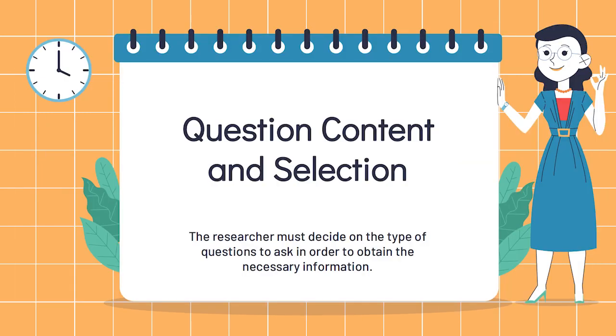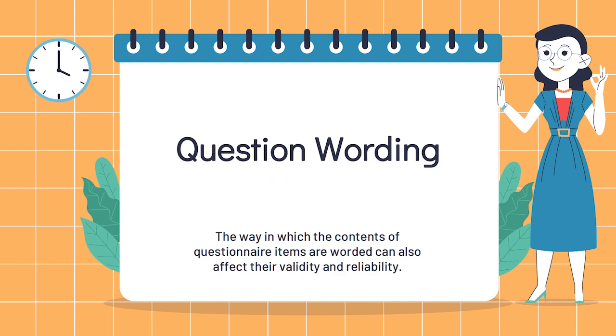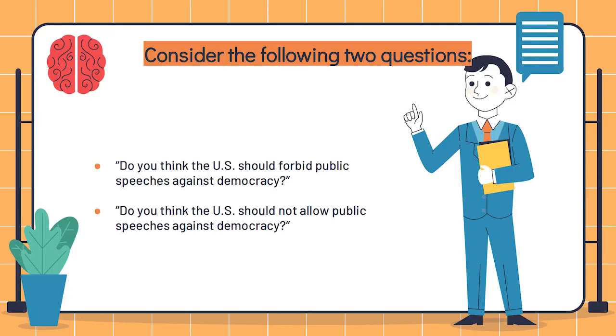Question content and selection. The researcher must decide on the type of questions to ask in order to obtain the necessary information. One technique that can help the researcher avoid unnecessary and redundant questions, while asking those that are necessary, is to construct a variable question matrix. Question wording. The way in which the contents of questionnaire items are worded can also affect their validity and reliability. Consider the following two questions.